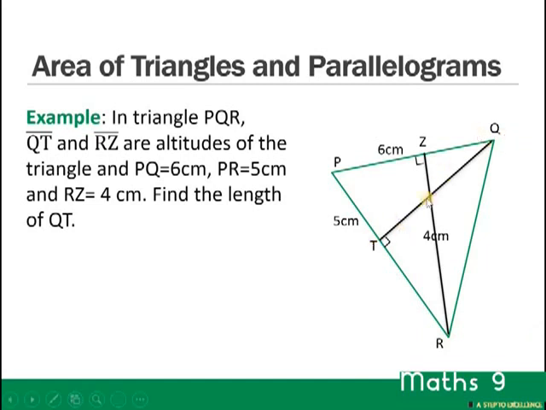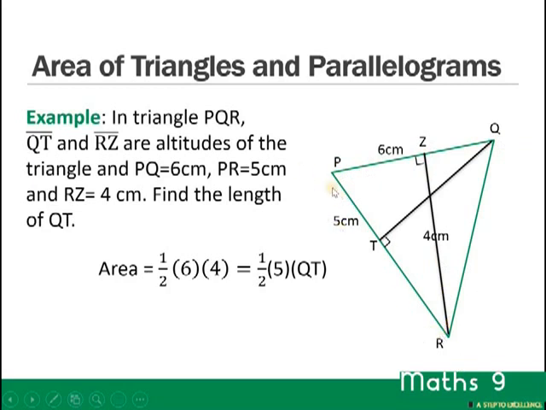So we want to find the length of this line here. To do this, let's find the area of the triangle in two different ways. First of all, we can use this as the base, which means that this is the height. So the area will be half times 6 times 4.